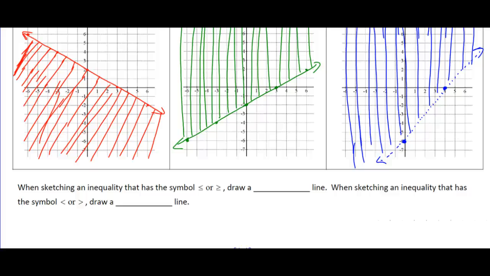When sketching an inequality that has a symbol greater than or equal to, draw what kind of line? A solid line. And when sketching an inequality that is strictly less than or strictly greater than, draw a dashed line.